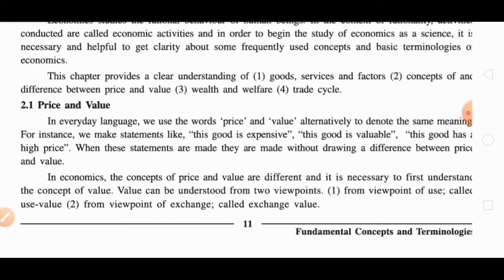Then the third point is wealth and welfare, and the fourth one is the trade cycle. So in this chapter we are going to discuss these four main points. First one is goods, services, and factors. Second one is the concept of and difference between price and value. Third one is wealth and welfare, and fourth one is the trade cycle.